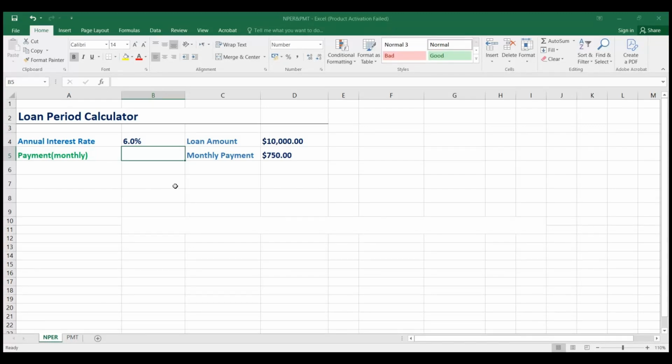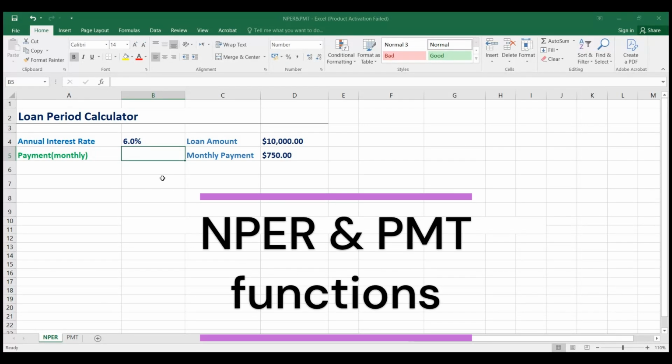In this video, you'll learn about two useful financial functions in Excel, the NPER and PMT.